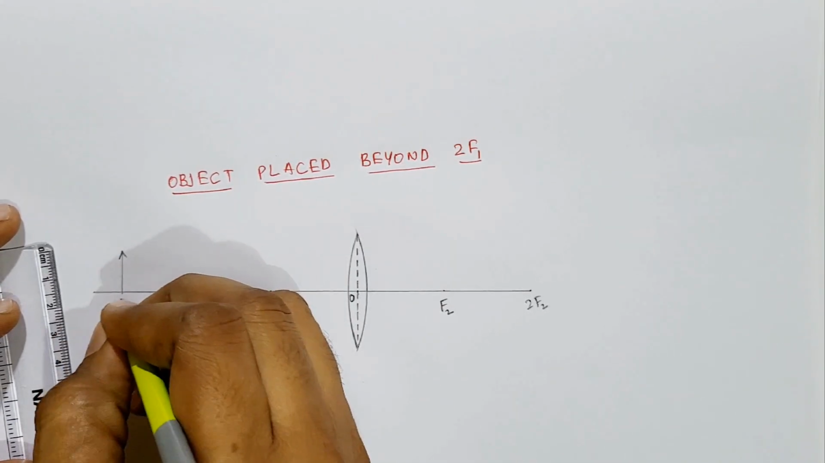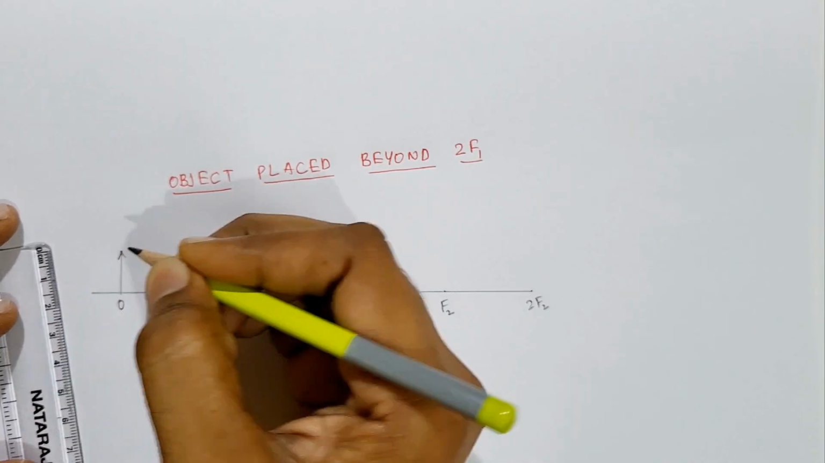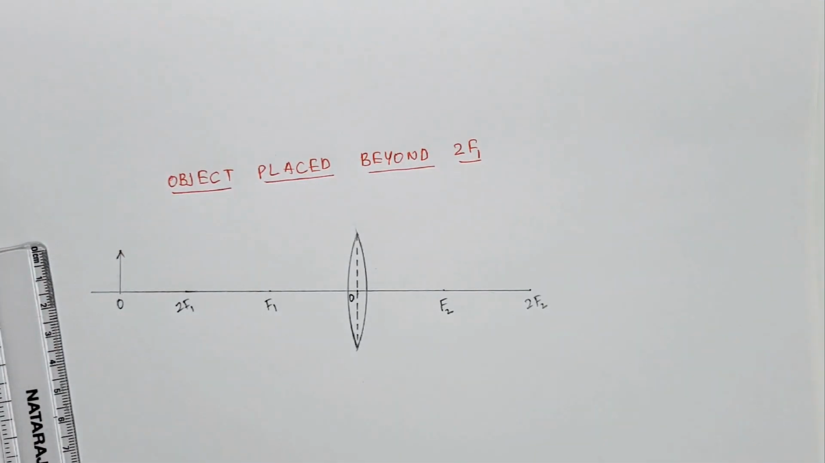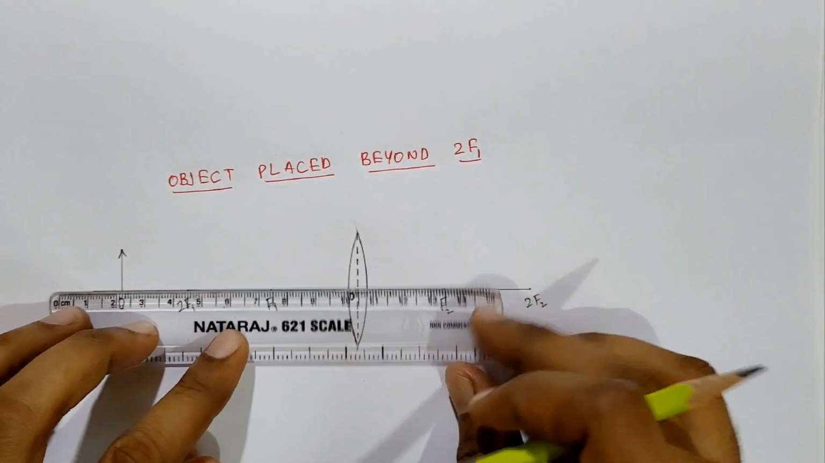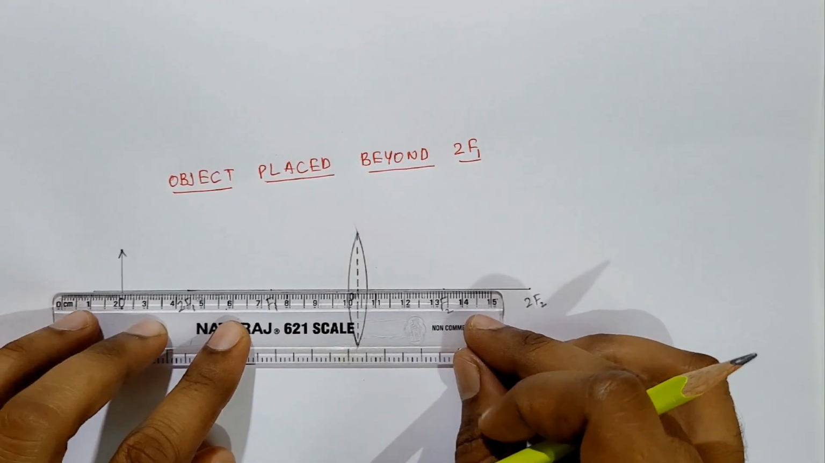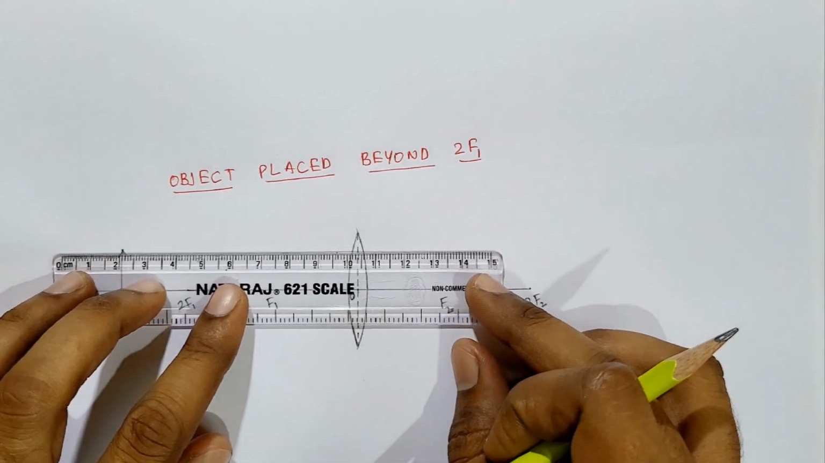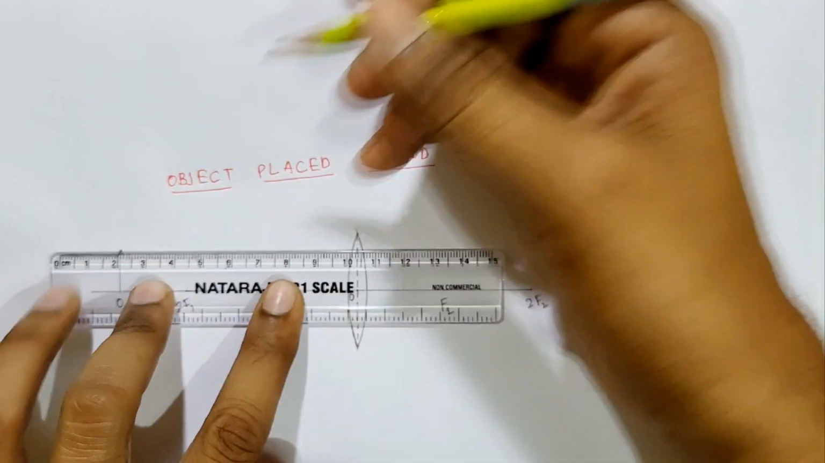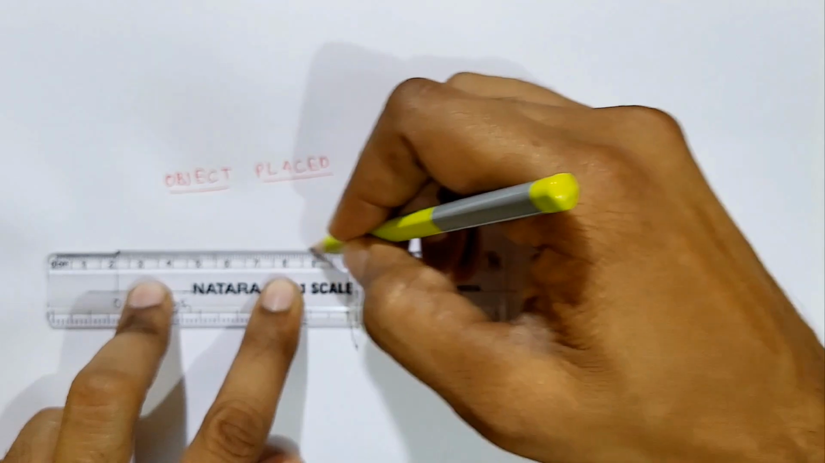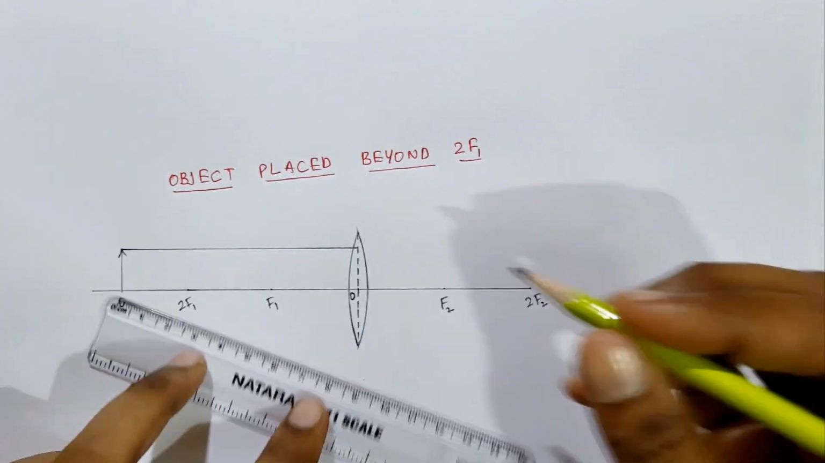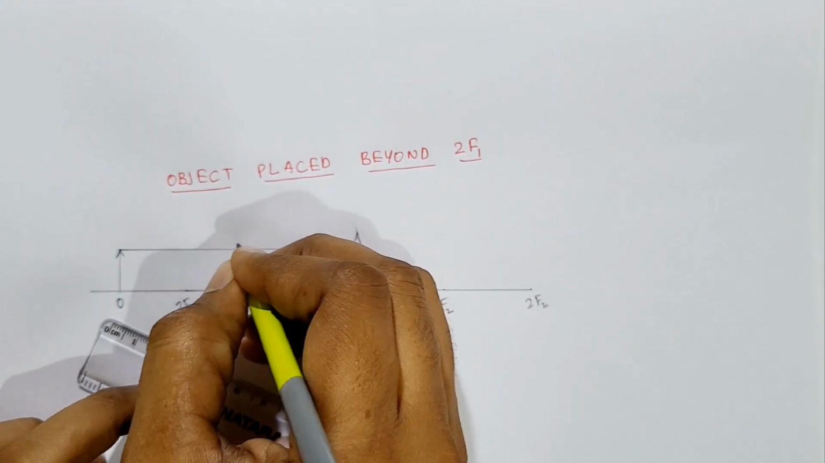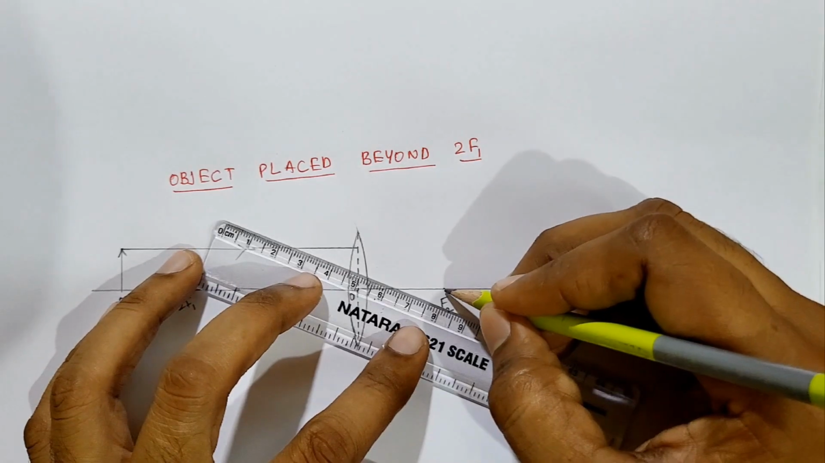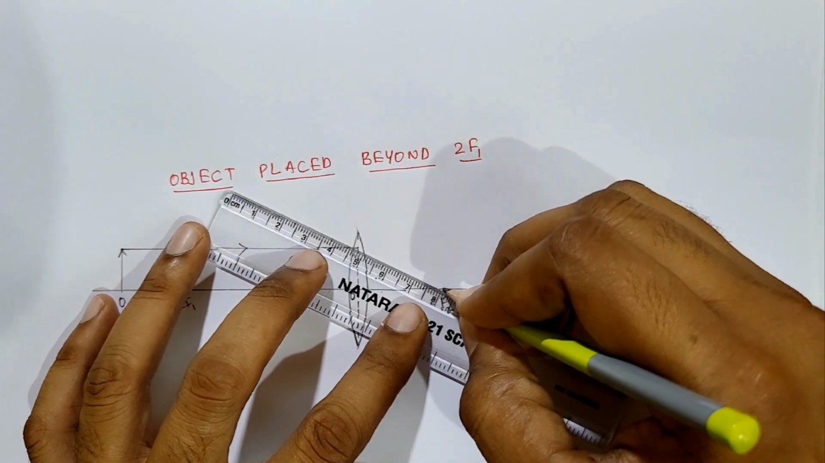Now this is the object. This is the point where light rays will start, correct? So here we have to take two light rays. One light ray I will take parallel to principal axis. Correct. After refraction, how should it pass? This is the incident light ray, and after refraction it should pass through the focus like this.